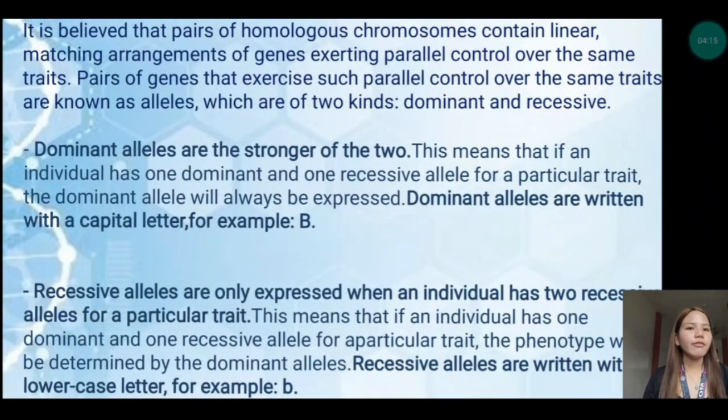So, it is believed that pairs of homologous chromosome contain linear matching arrangement of genes, exerting parallel control over the same trait. Pairs of genes that exercise such parallel control over the same traits are known as alleles, which are of two kinds, dominant and recessive. So, as you can see from the picture ganina, naka-X, di ba, ang chromosome, which is mao siya ang ginatawag nga homologous.